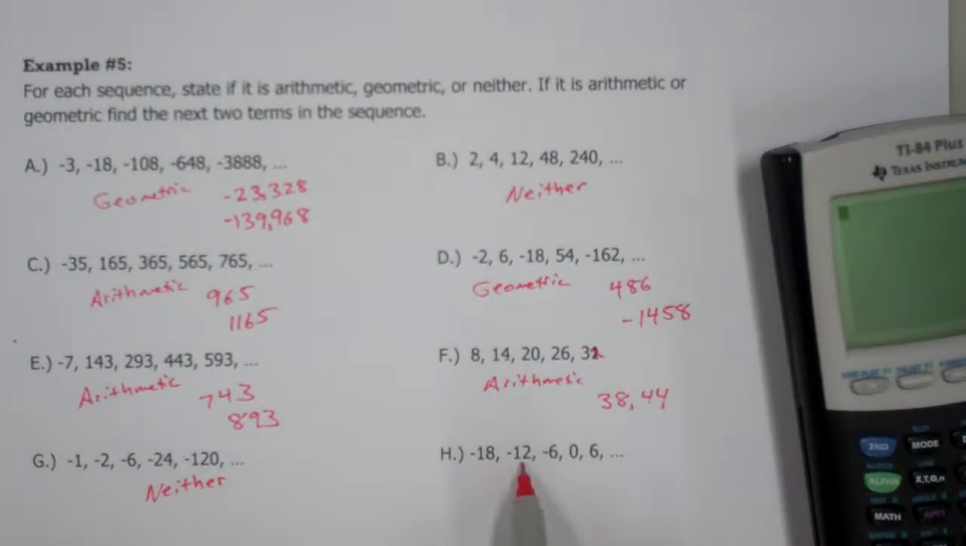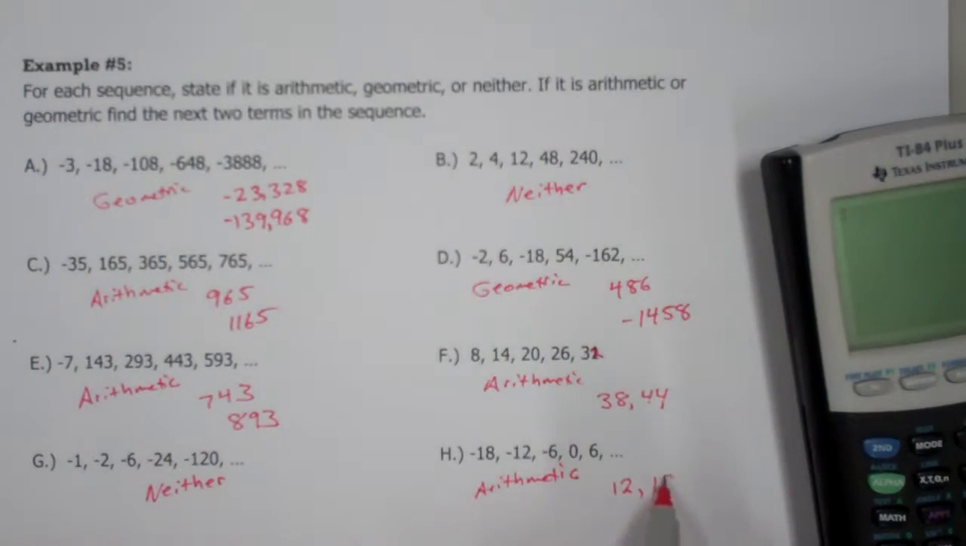-18 to -12. Well, this one we would add 6, then add 6, then add 6, then add 6. So we're adding the same thing. It's arithmetic. And if we add 6 again, we get a 12, and then we get 18.